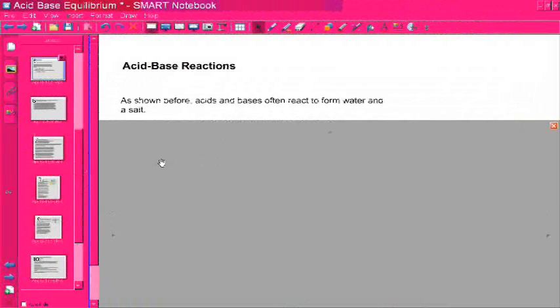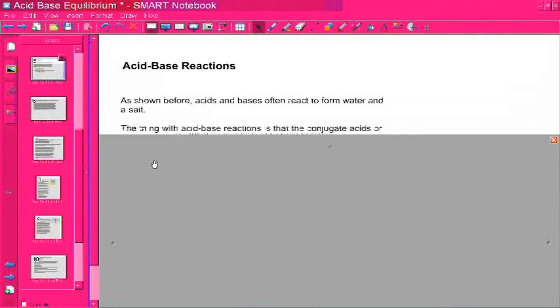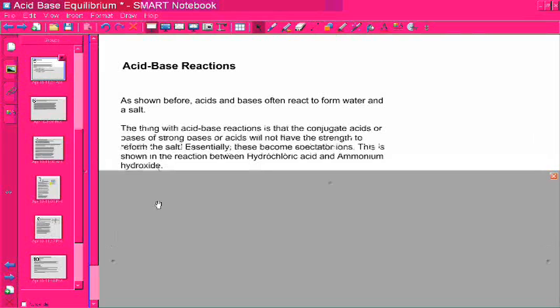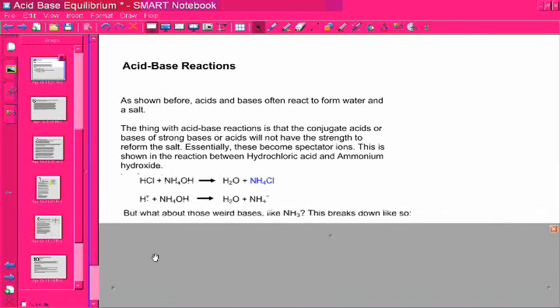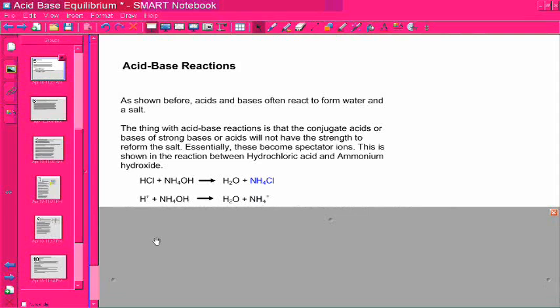Acid-base reactions. As shown before, acids and bases often react to form water and salt. The thing with acid-base reactions is that the conjugate acids or bases of strong bases or acids will not have the strength to reform the salt. Essentially, these become spectator ions. This is shown in the reaction between hydrochloric acid and ammonium hydroxide. The first equation doesn't actually form. Instead, you have a second equation because Cl- is a spectator ion.